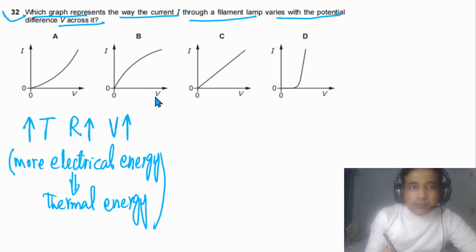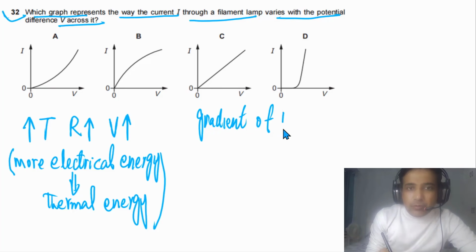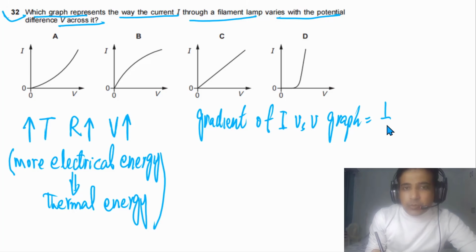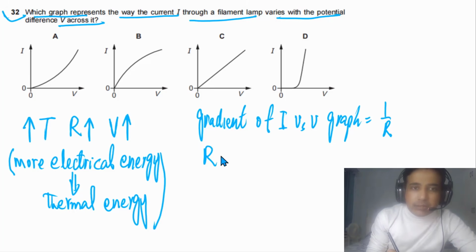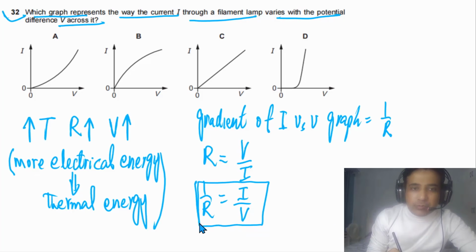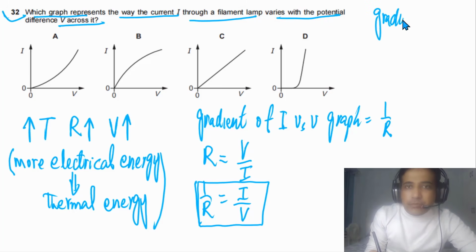So if you look at these graphs, we have I against V. So we can write down the gradient. Gradient of the I versus V graph is equal to 1 over R, because R is equal to V over I, and 1 over R is equal to I over V. So in this case, gradient is representing 1 over R. This is the important point you need to understand. Gradient is equal to 1 over R.